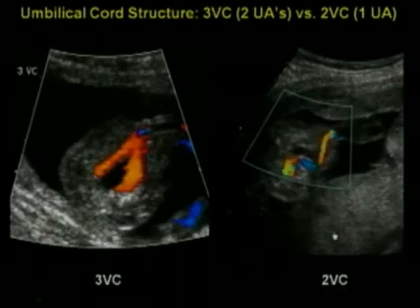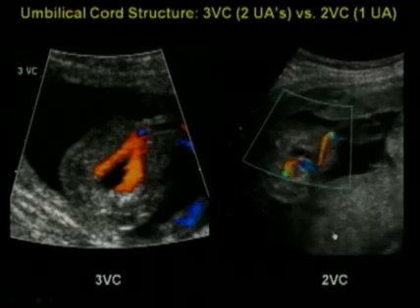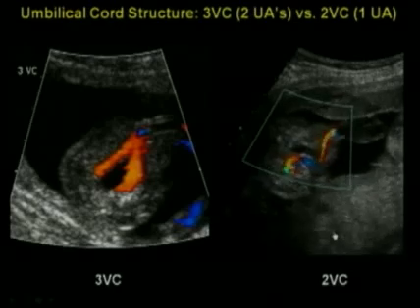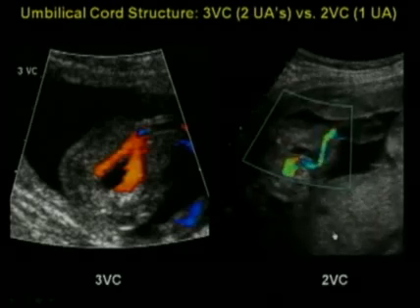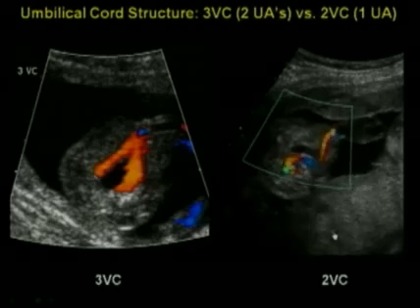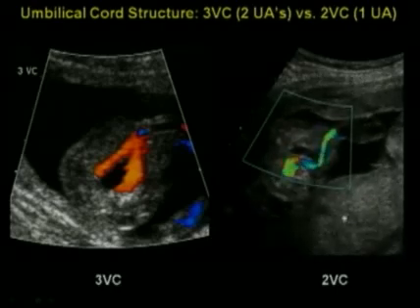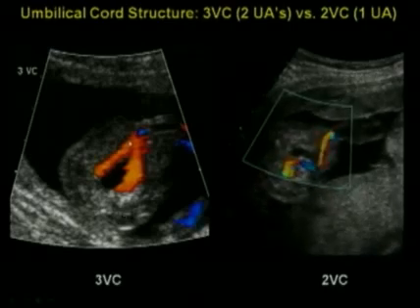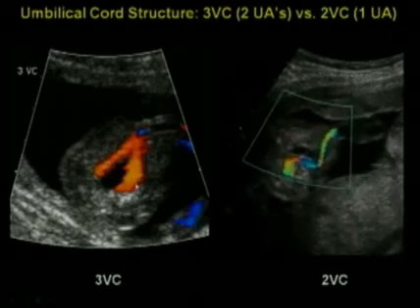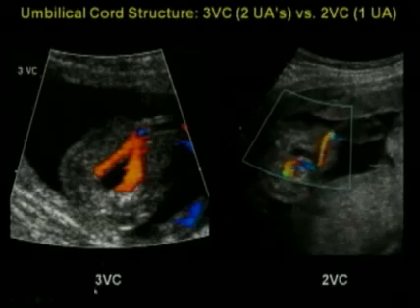If you can't isolate a loop of cord to get a good cross-section of it, as I showed on the prior slide, there's another way of telling whether there's 1 umbilical artery or 2, and that is to use color Doppler through the fetal pelvis. Here, fetal pelvis, there's the fetal bladder, and you can see by color Doppler 2 arteries. This is normal. So it's a 2 umbilical artery or a 3-vessel cord.